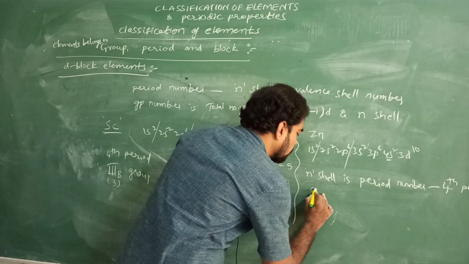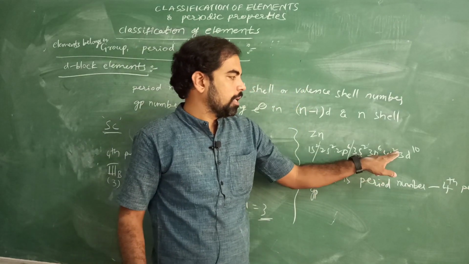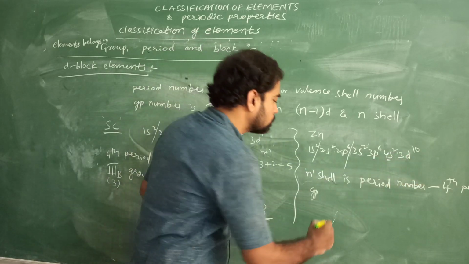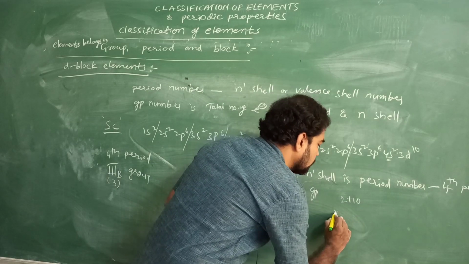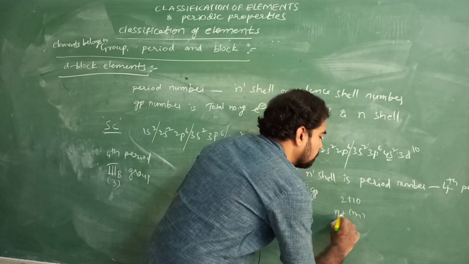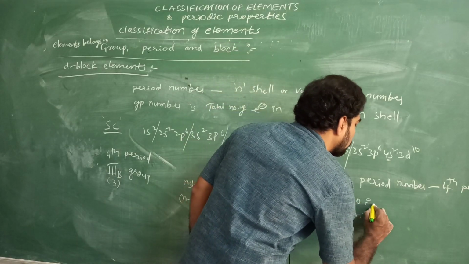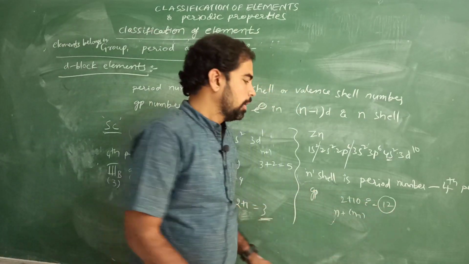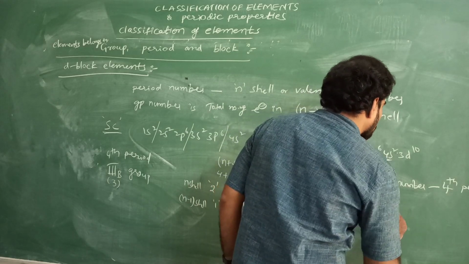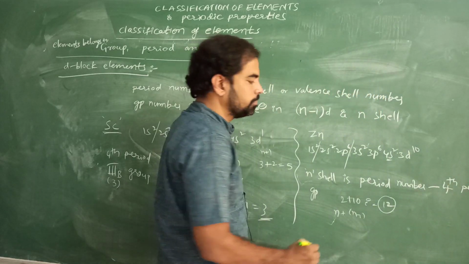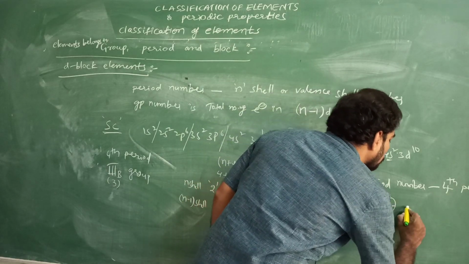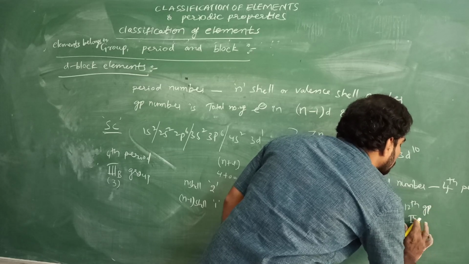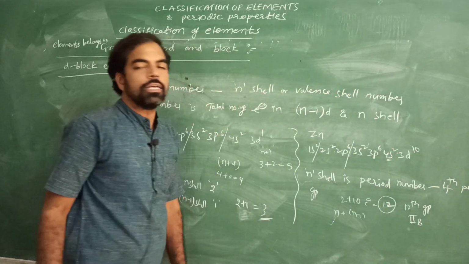Next, the group number. In the n shell how many electrons? 2. In the n-1 shell how many electrons? 10. Total 2 plus 10, the n shell plus the n-1 shell. Total number of electrons, how many? 12. So zinc belongs to which group? Zinc, cadmium and mercury, the 12th group, are 2B. The 12th group is 2B.